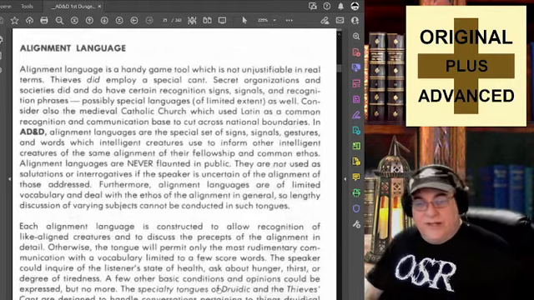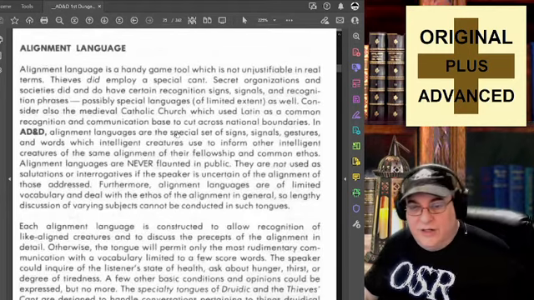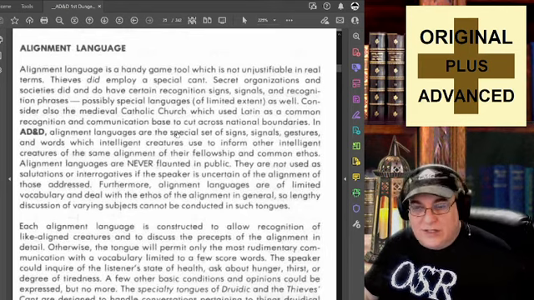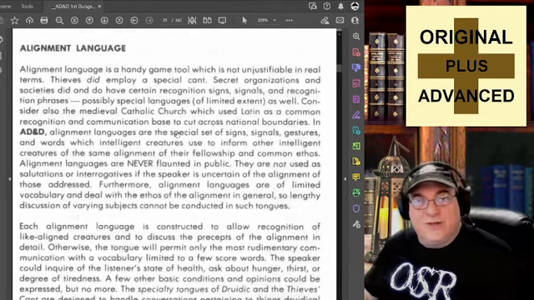Let me read what it says and then we'll talk about it a bit. Alignment language is a handy game tool which is not unjustified in real terms. Here's where we stretch a bit.